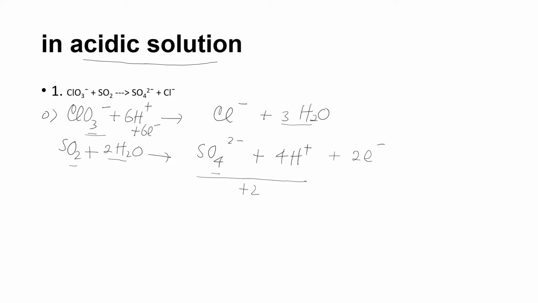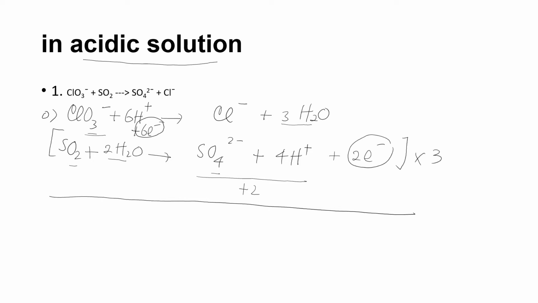After that we add these two parts. Here you have 6 electrons, here you have only 2. Then we multiply this by 3. So we cancel out the electrons.